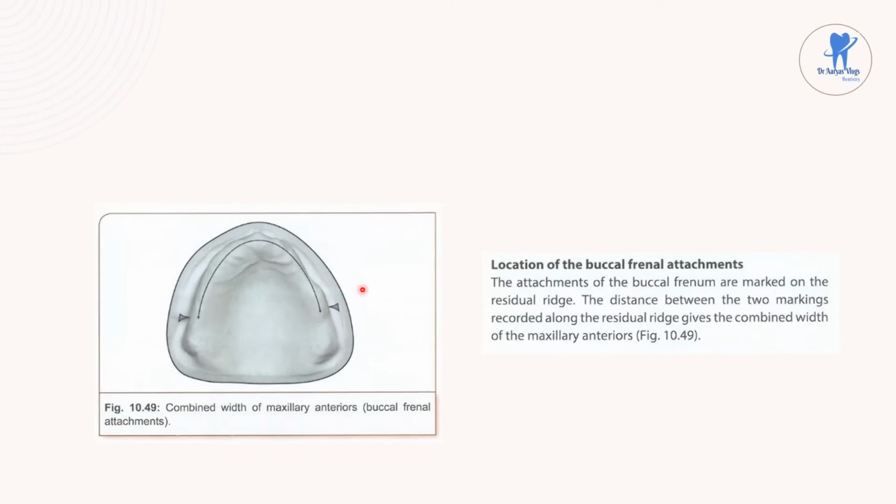Then buccal frenal attachments, its location, that is the attachments of the buccal frenum, which are marked on the residual ridge. And the distance between these two markings recorded along the residual ridge gives the combined width of the maxillary anteriors.